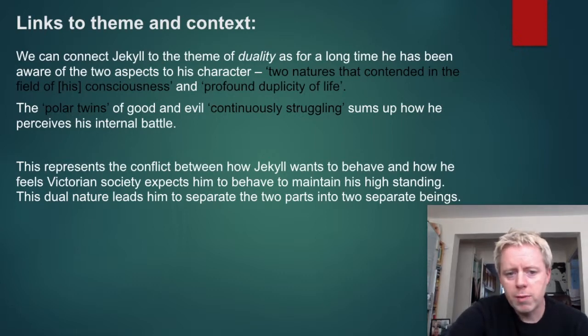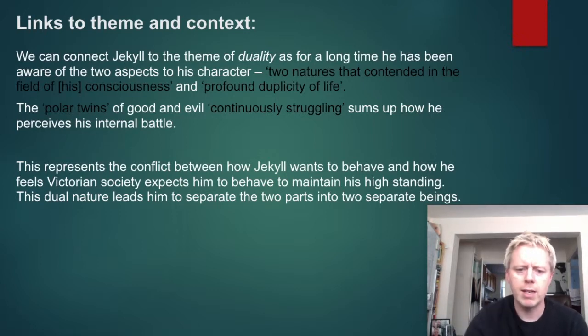The polar twins of good and evil, also obviously links to the theme of good and evil, continuously struggling, sums up how he perceives his internal battle. This represents the conflict between how Jekyll wants to behave and how he feels Victorian society expects him to behave to maintain his high standing. And he's fed up. He's fed up behaving in a way, or not being able to act on his impulses or his desires as he would like. This dual nature leads him to separate the two parts into two separate beings.